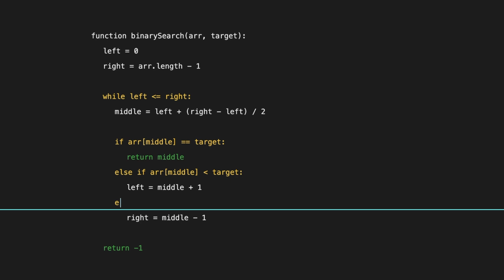Second, we can simplify the third condition. When we compare the middle element with the target, there are only 3 possible cases. So, after checking the first 2 cases, the only remaining possibility is the third case. That means instead of writing else if for the third condition, we can simply write else.